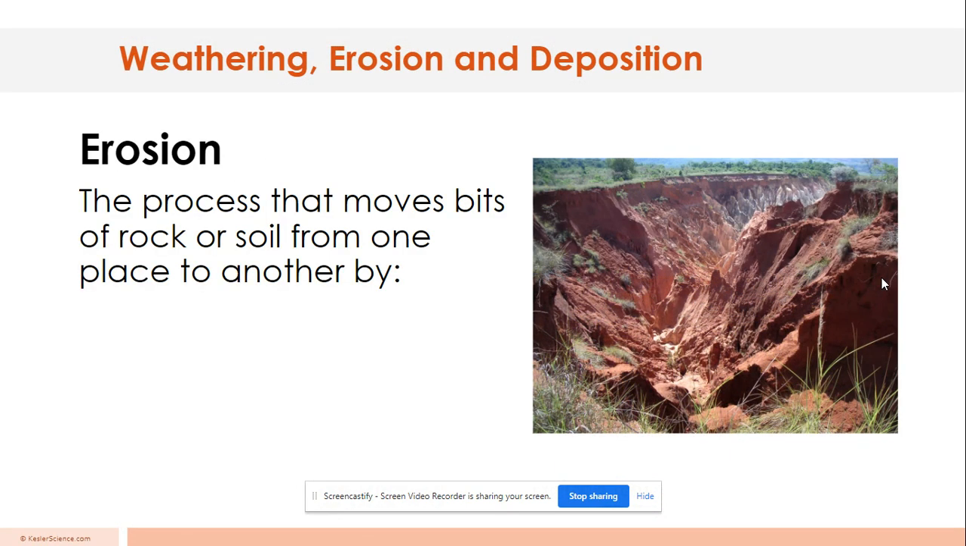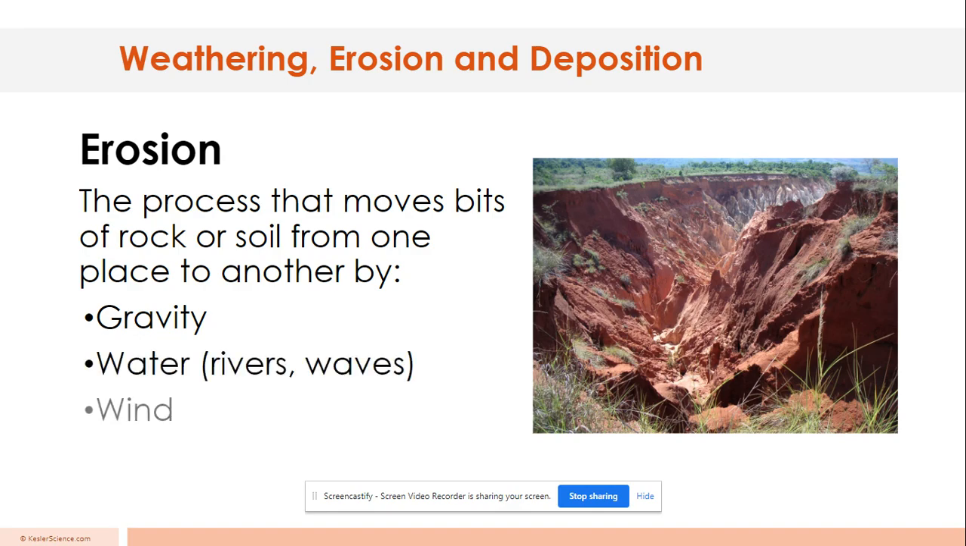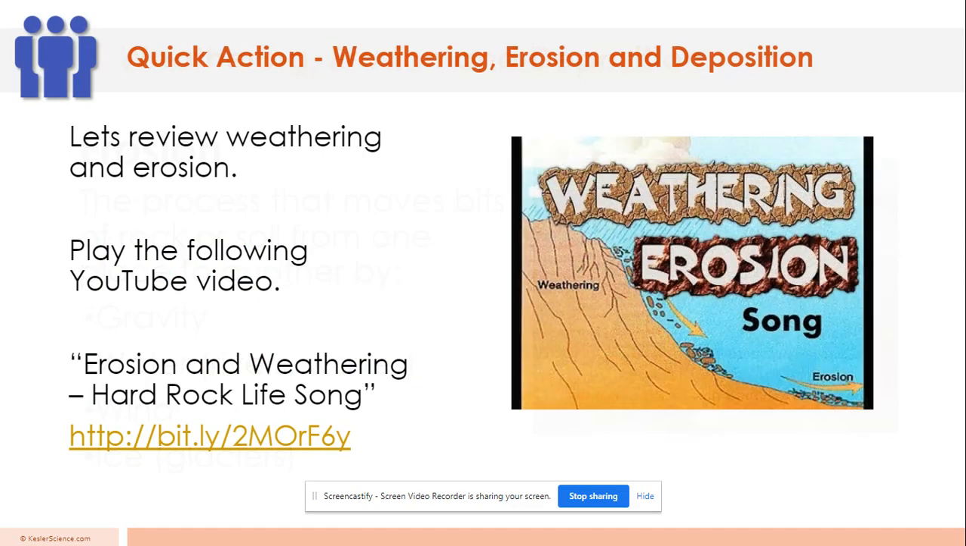So erosion is the process that moves bits of rock or soil from one place to another. And it does it by gravity, water, like rivers and waves, wind, and ice, like glaciers.